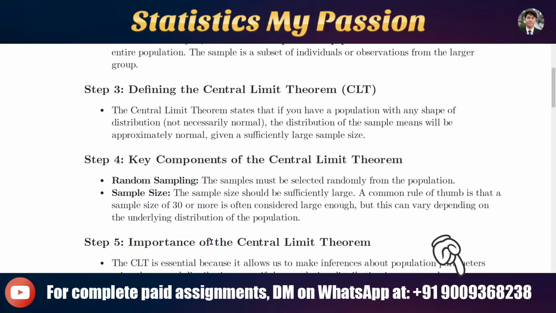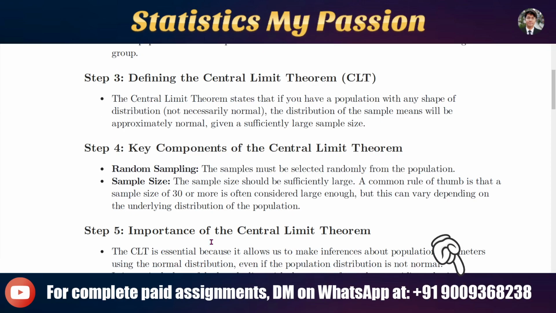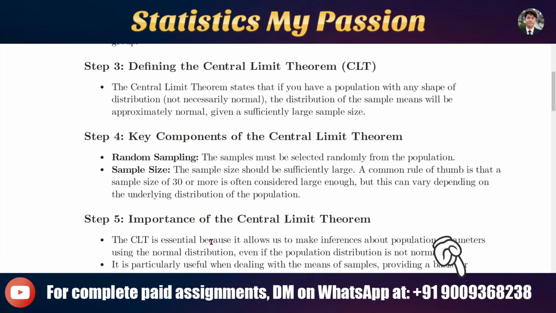The key components of this CLT theorem are two things we need to know: first is random sampling and second is sample size. Random sampling says that the sample must be chosen randomly from the population, and the sample size should be sufficiently large. A common rule of thumb is that a sample size of 30 or more is often considered large enough, but this can vary depending on the underlying distribution of the population. So this theorem contains two components, random sampling and sample size.